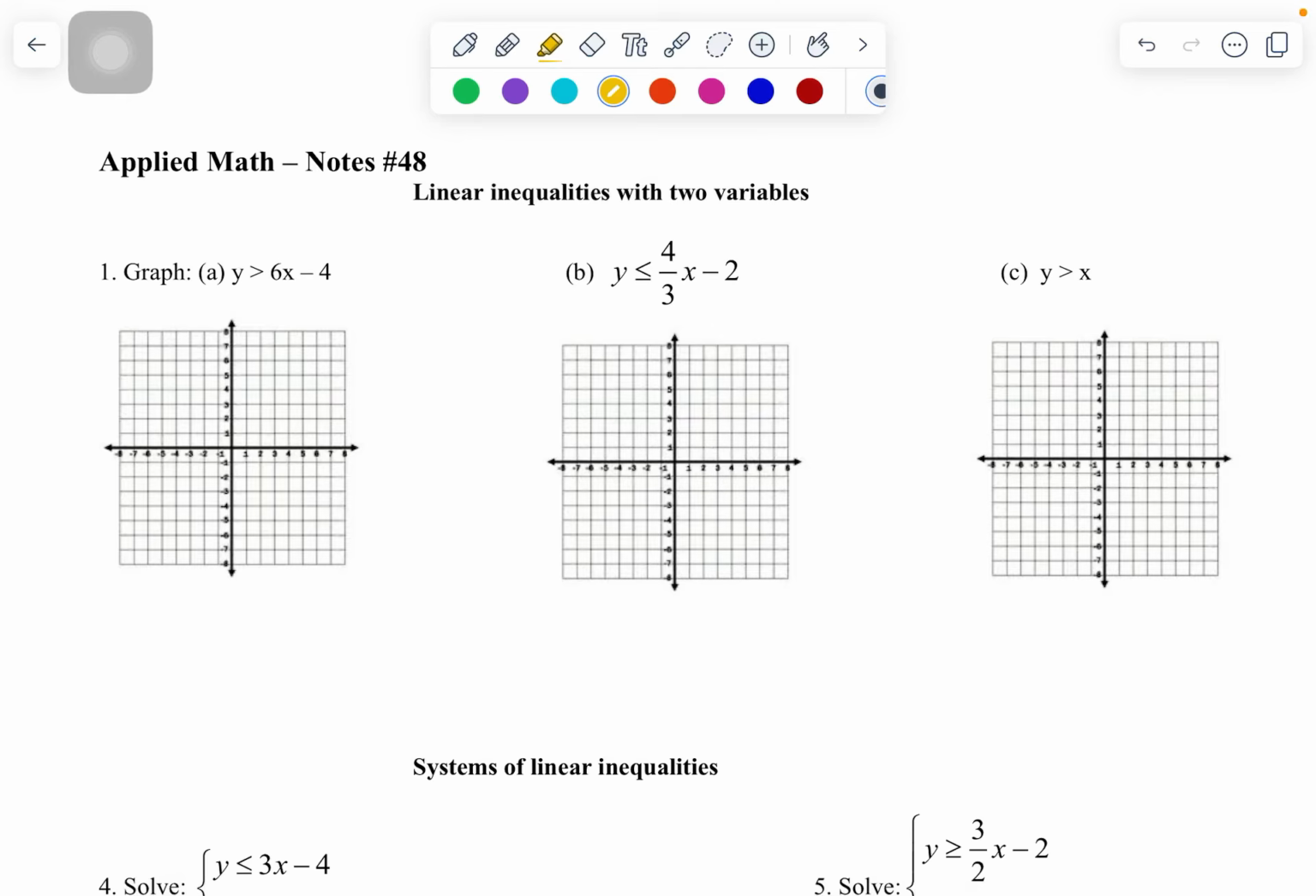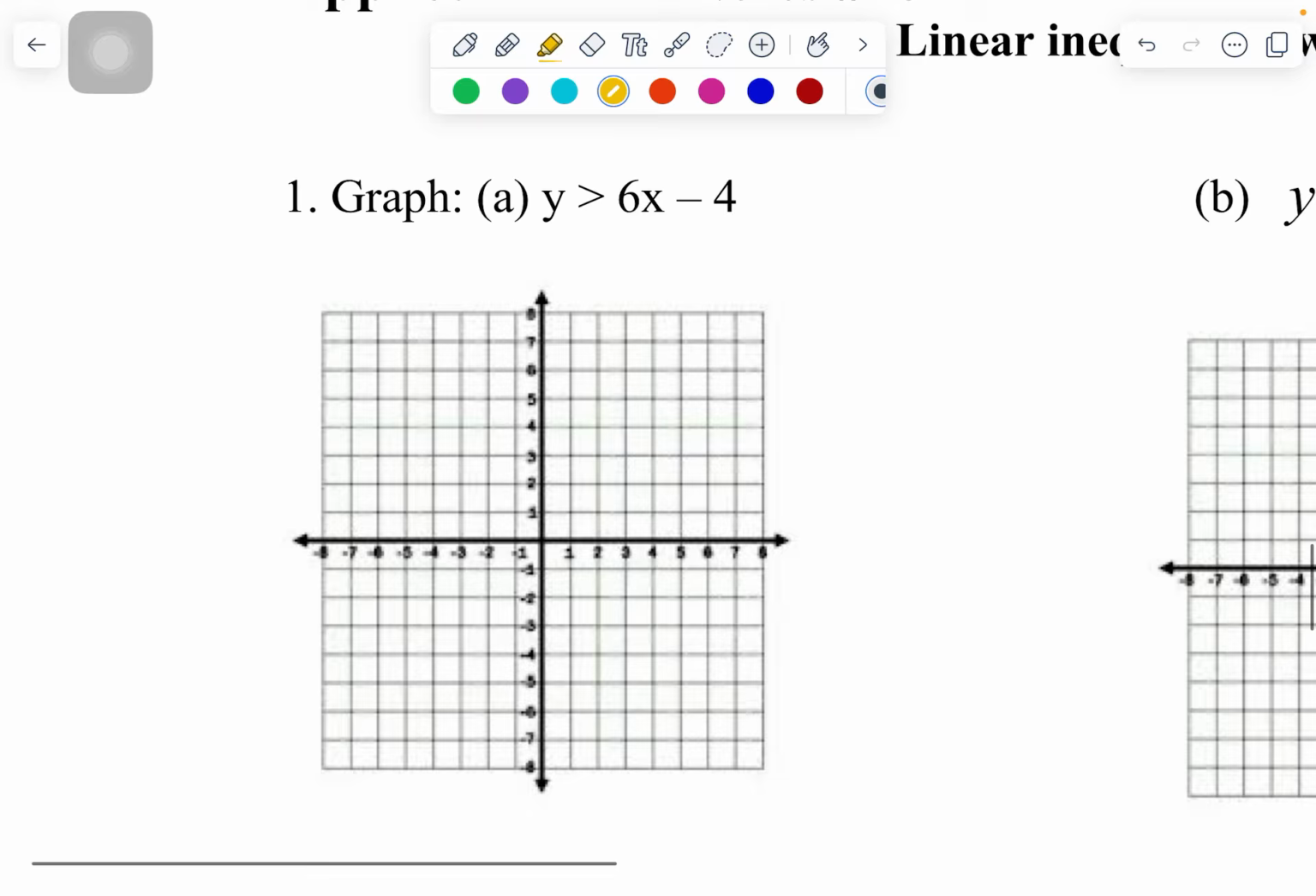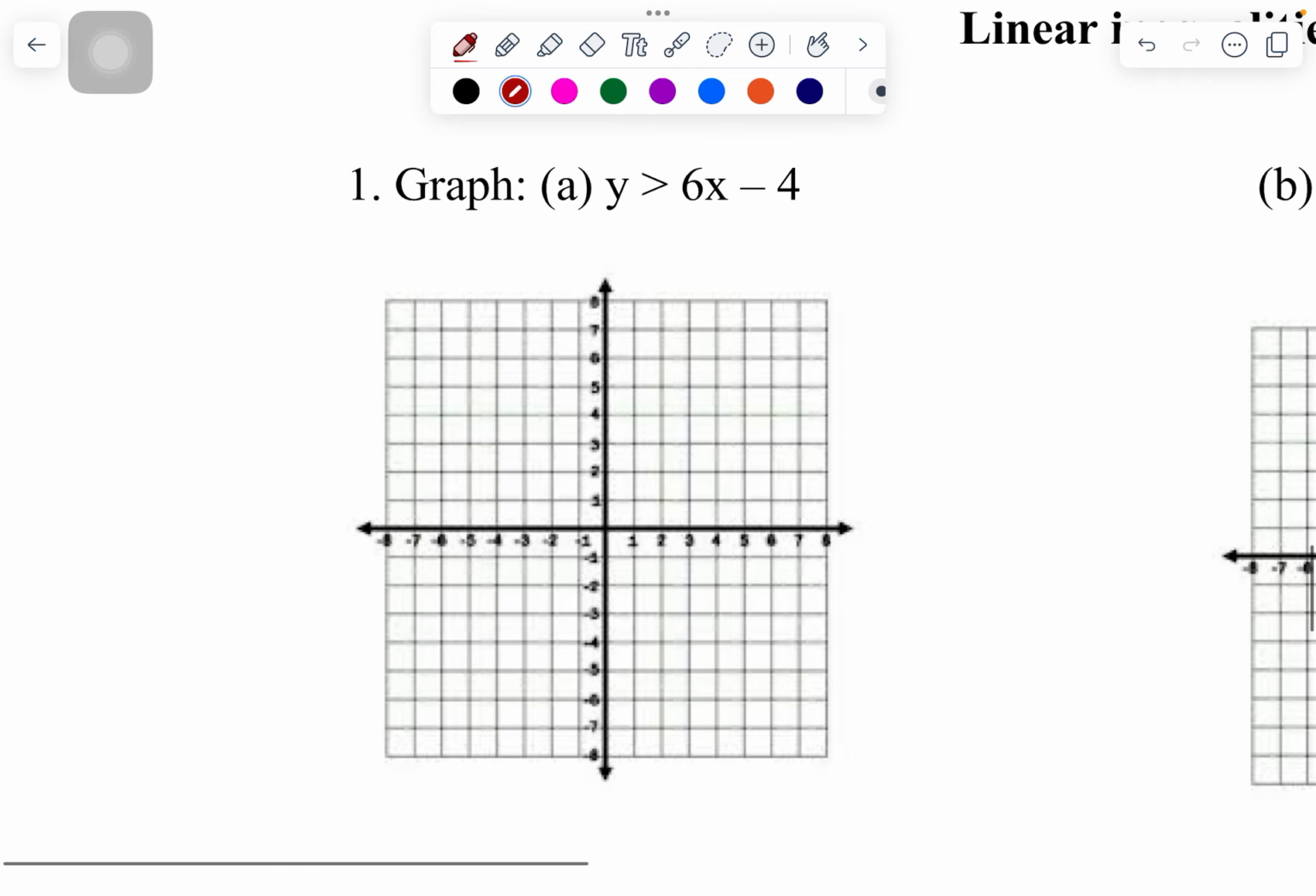All right, for the first part of notes 48, I'm going to do question number 1, which is linear inequalities with two variables. There is another video on this from a prior note sheet, but let's go through and do these again. So we're going to start by graphing the boundary line. The boundary line for these inequalities is basically just take the inequality out and make an equation. All right, so we're going to go to -4 on the y-axis.